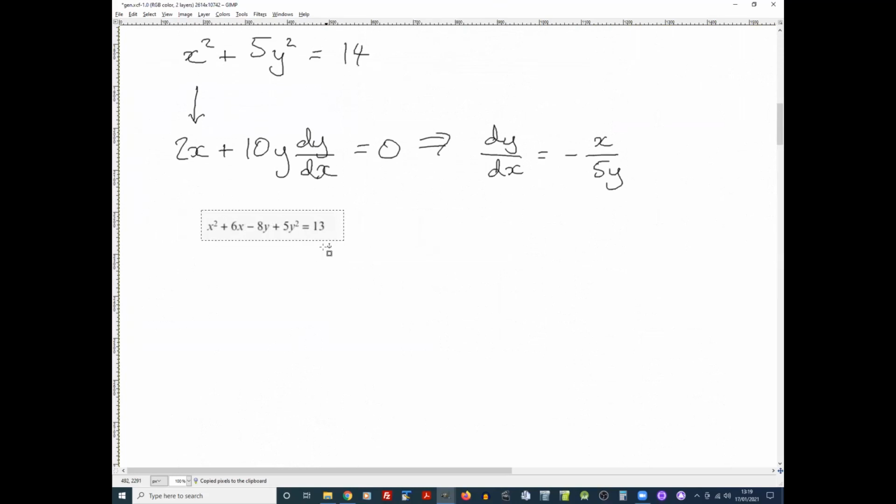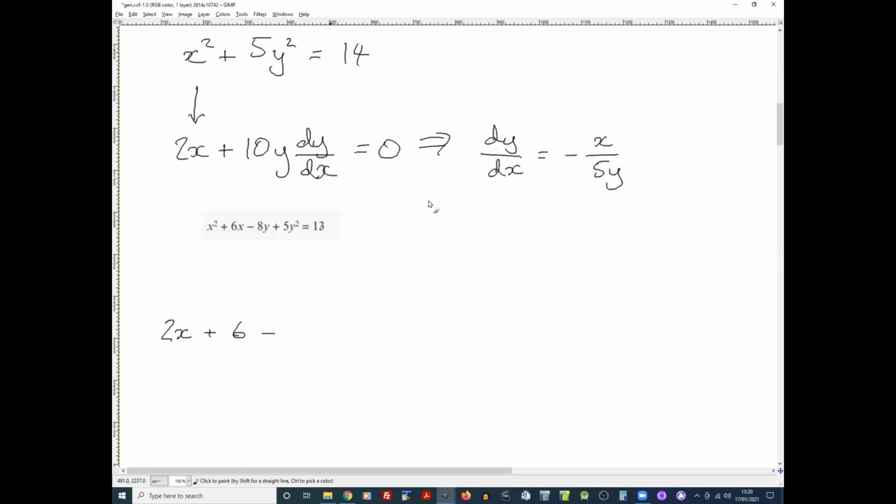Okay, go ahead. 2x plus 6 minus 8 plus 10. Don't forget we're differentiating every term with respect to what variable. So 8 times dy by dx.